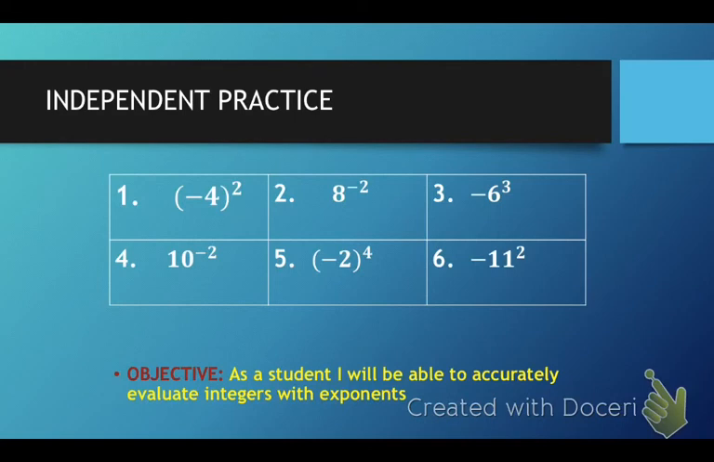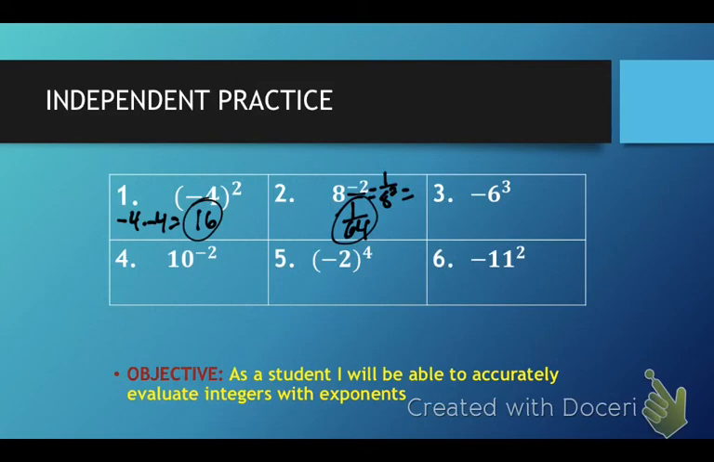All right, first one you should have had, negative 4 squared. That negative 4 is in parentheses, so it was the same thing as negative 4 times negative 4, which happens to be 16. Okay? Number 2, this one is a negative exponent, which means it is the same thing as the reciprocal, 1 over 8 squared, which is 1 over 64. That's your correct answer.